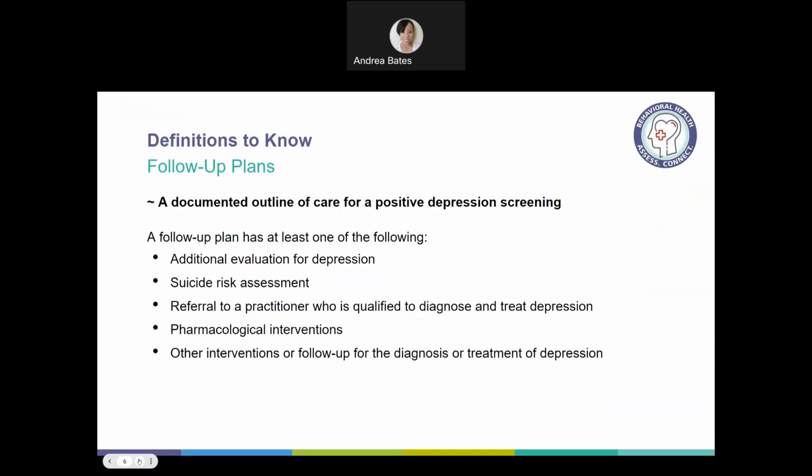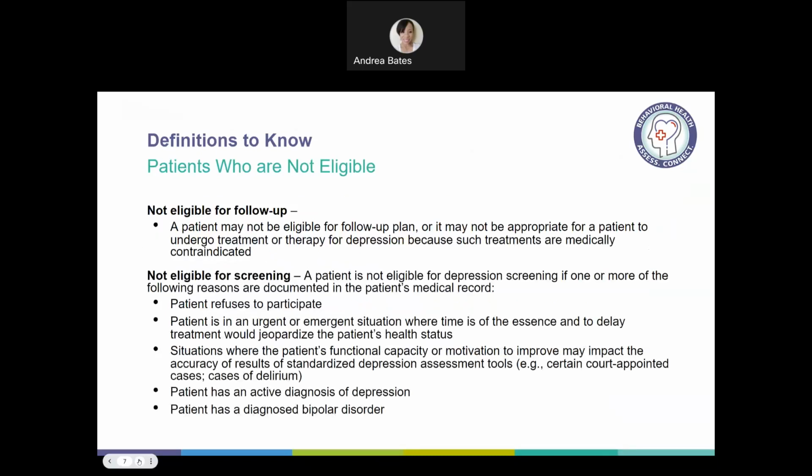Pharmacological interventions and other interventions for follow-up for the diagnosis or treatment of depression. When you read that a patient is not eligible, that was one of the conditions that was mentioned. So not eligible for follow-up means that they're not appropriate for a patient to undergo treatment or therapy for depression because such treatments can be medically contraindicated.